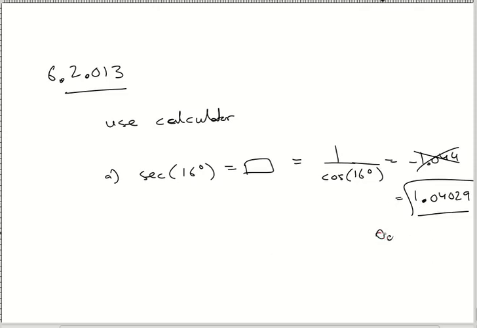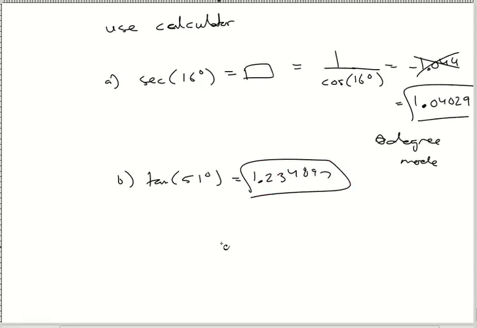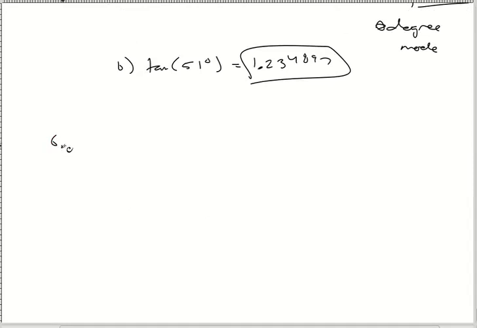So, there we go. Make sure that this is in degree mode in your calculator because you're using degrees. That would make sense. So again, if you keep getting it wrong and don't know what's going on with your calculator, change your mode. Tangent 51, this is straight up, just put it in. Make sure it's degree mode, 1.2348997. There we go. Okay, cool.